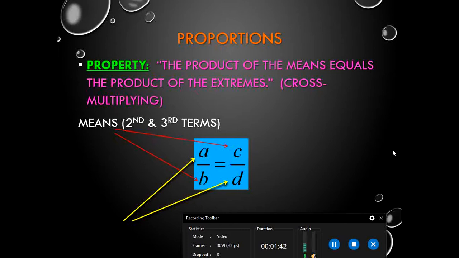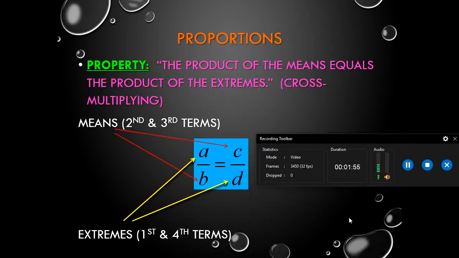The means occupy positions 2 and 3. So the red arrows are pointing at B and C, and we're going to multiply that. So the product of the means. The extremes occupy positions 1 and 4. The yellow arrows are pointing at them, and we're also going to multiply A times D. So the product of B and C will be equal to the product of A and D. And what that will do is give us an equation in a horizontal format that you're used to solving.